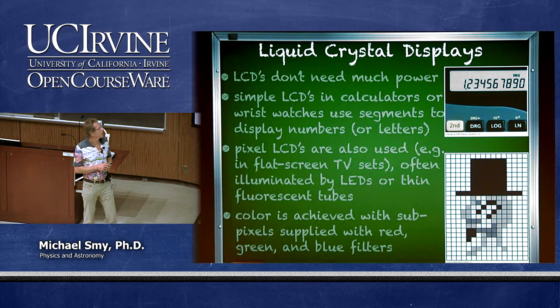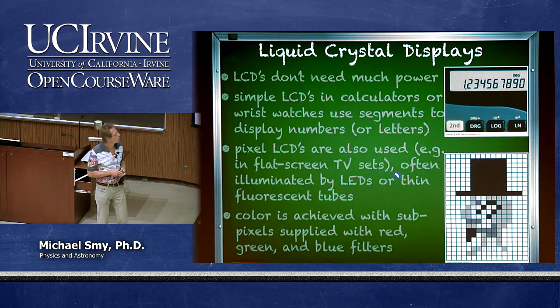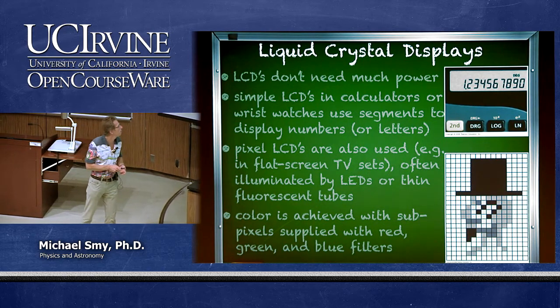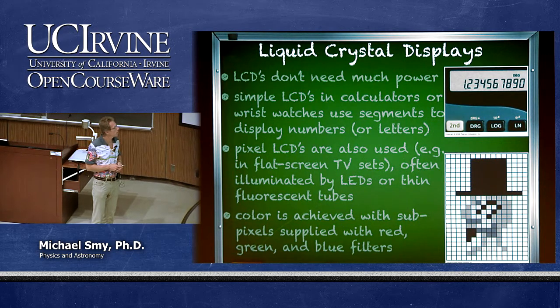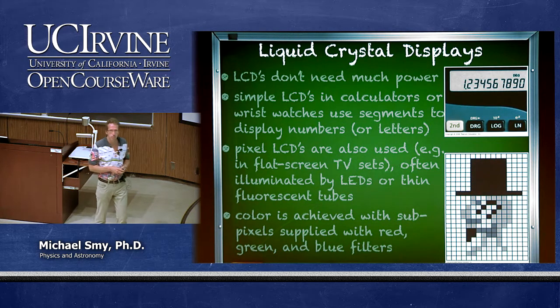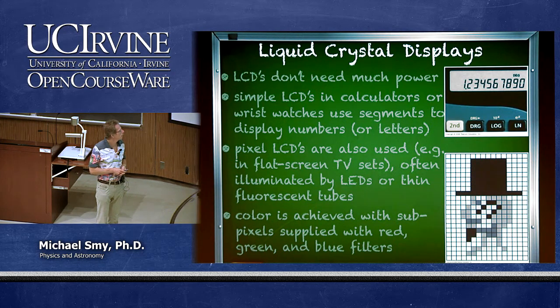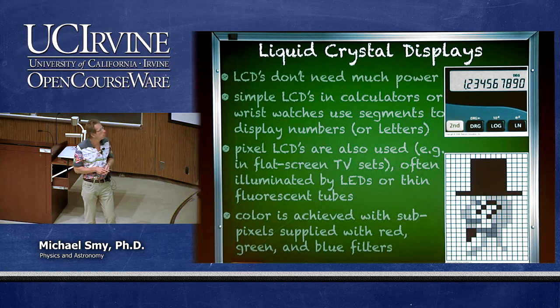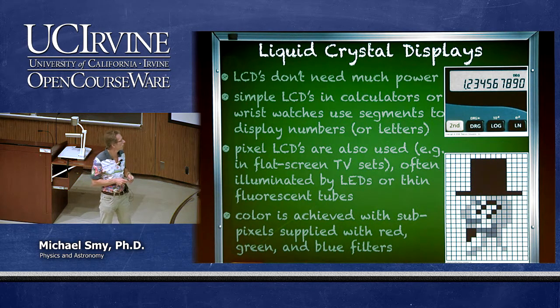More sophisticated LCDs are pixelized. For example, this little image of a man with a cylindrical hat. And such pixelized LCDs are used in flat screen TVs, and there they are usually illuminated from the back, either by LEDs or by thin fluorescent tubes. And you can get color in such pictures. I mean, those are basically just black and white pictures, but you can get color by dividing each pixel into 4 subpixels and then supply them with color filters, red, green, and blue.